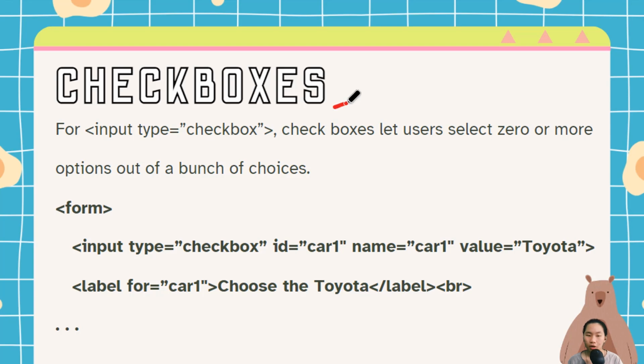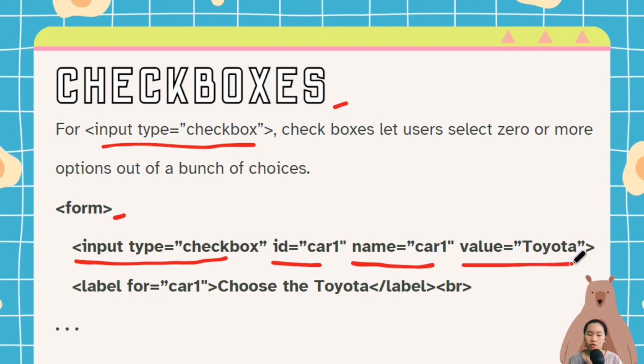Next up is checkboxes, input type checkbox. Checkboxes let the user select no options or more than one option out of a bunch of choices that you can give them. Once again, we start off with form, and we have input type checkbox, ID, common sense, name, and then value, Toyota. And I have my first label for car 1, choose the Toyota, and then close the label and have a line break.